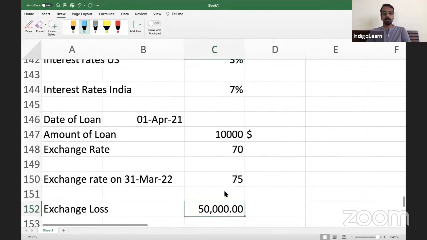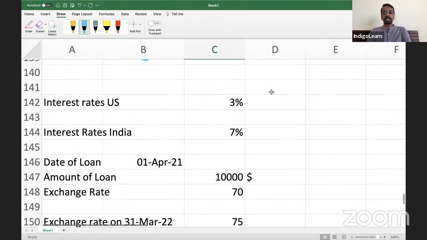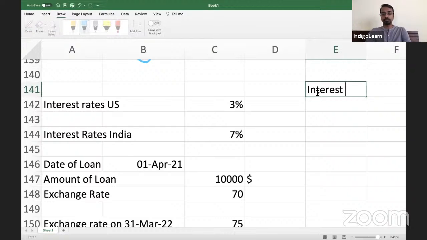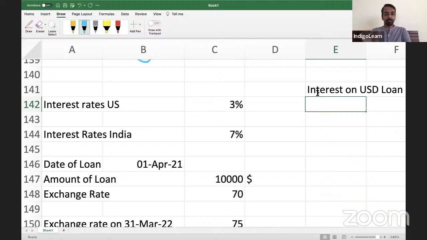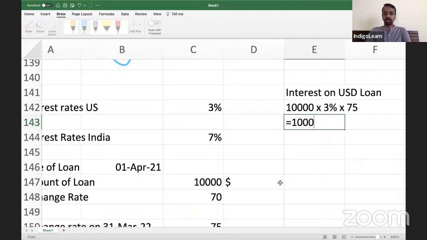Now, what is the interest you have to pay in USD? You have to pay 3%. On what amount? $10,000. So $10,000 multiplied by 3% multiplied by 75. Provision or payment, whatever it is. So how much is that? 10,000 multiplied by 3% multiplied by 75 comes to 22,500. 22,500 is the interest you will pay on the USD loan.